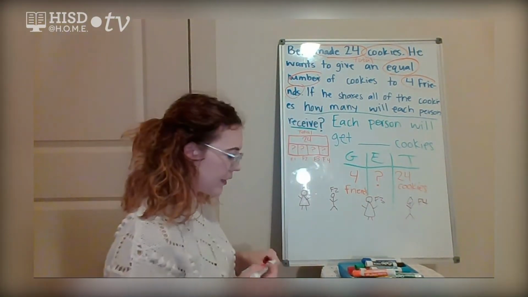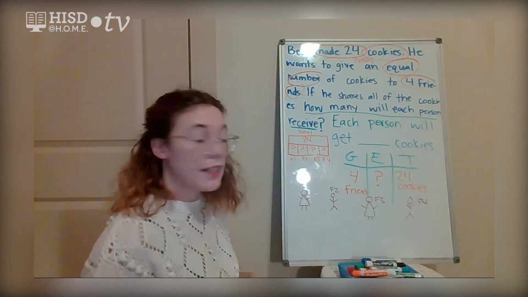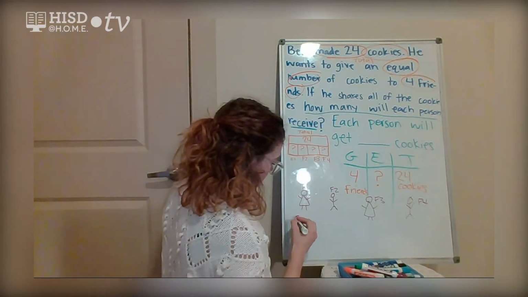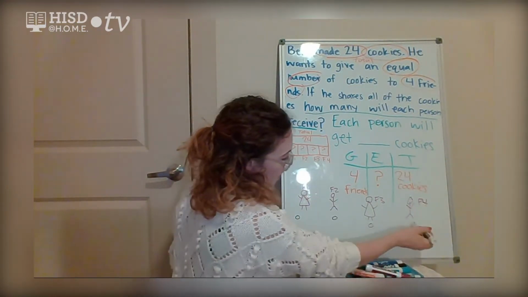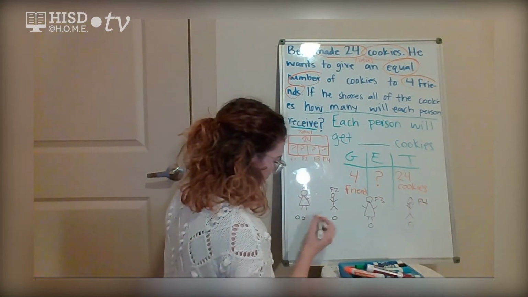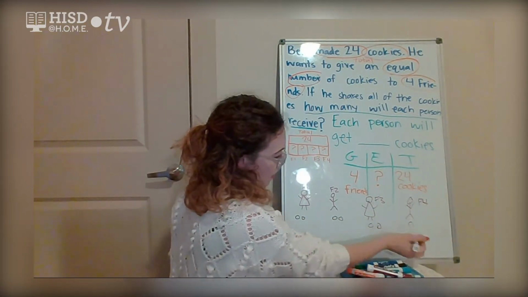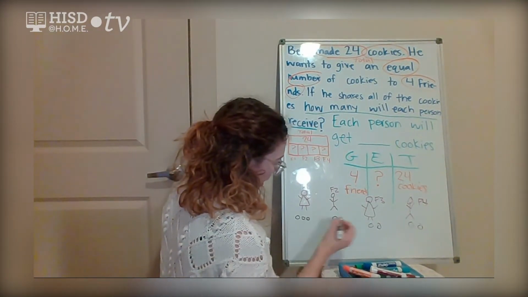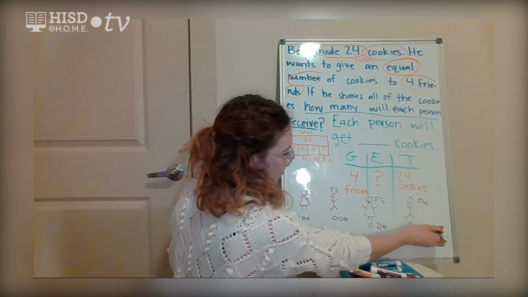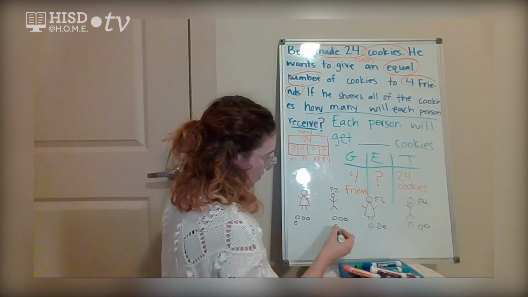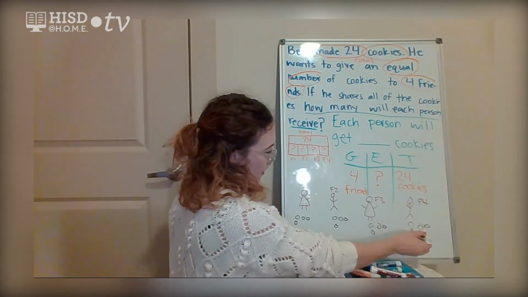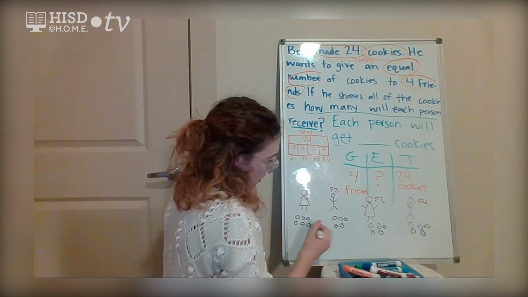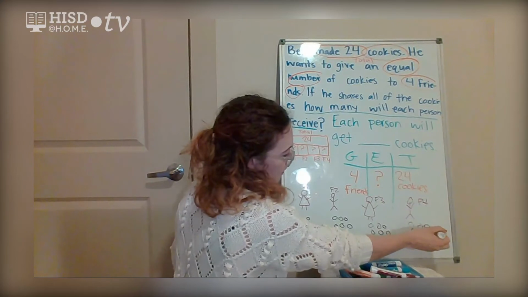And I'm just going to draw one cookie by each of these friends one at a time until I get to 24. I'll just draw a circle for it. I have 1, 2, 3, 4, 5, 6, 7, 8, 9, 10, 11, 12, 13, 14, 15, 16, 17, 18, 19, 20, 21, 22, 23, 24.